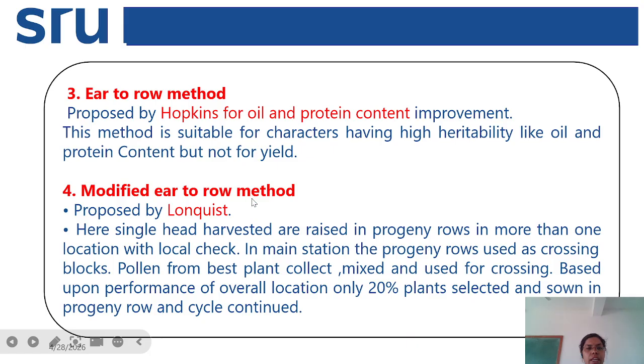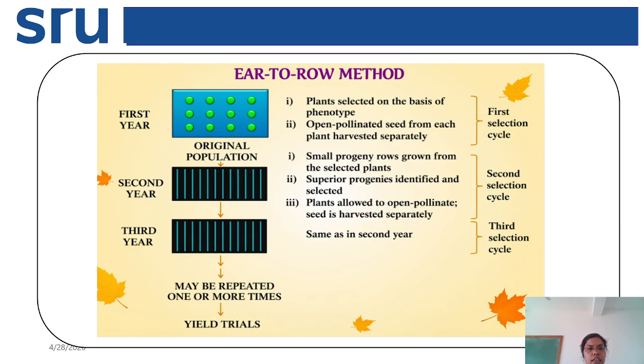And next is the modified ear to row method. This was proposed by Lonnquist. Here you can see the details of the ear to row method. In the ear to row method, we will have three cycles, that is the first selection cycle, second selection cycle, and third selection cycle. In the first year, the plants are grown and selected based on phenotype, and then the open pollinated seed from each plant will be harvested separately.